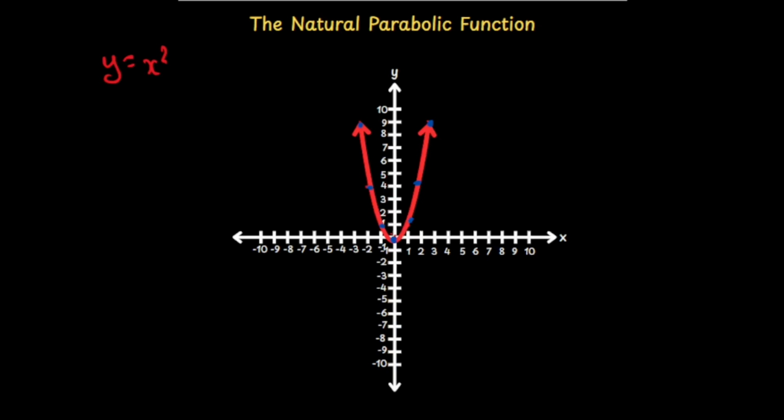Another important point that I want you guys to take note of is the fact that this function cuts both the x and y axis at the origin, which means its x and y intercept is at a value of x is equal to 0 and y is equal to 0, right?